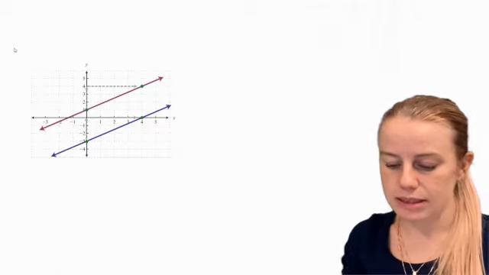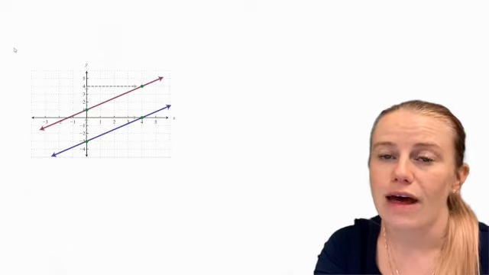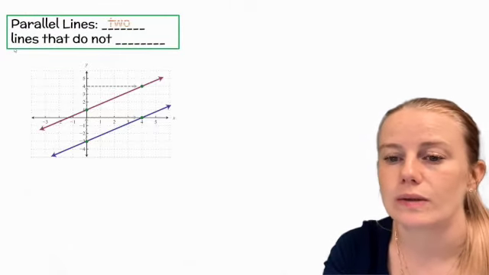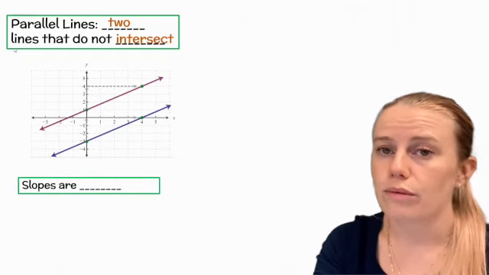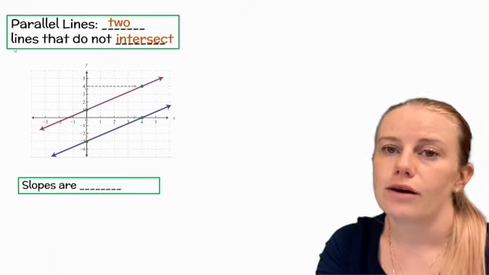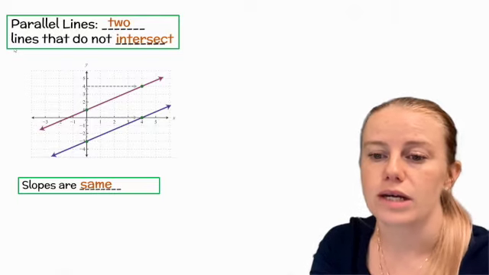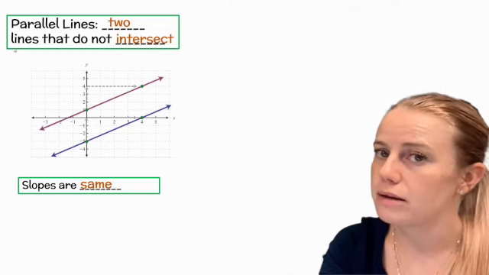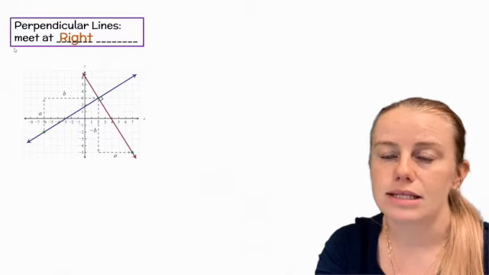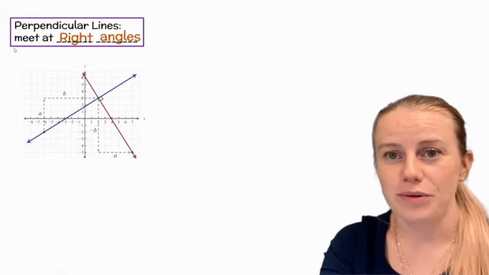Okay, now let's look more specifically at our parallel and perpendicular lines. Again, a review of that vocabulary. Parallel lines are 2 lines that do not intersect. And when we're looking at their slopes specifically, they are going to be the exact same number. If slope on this first one is 2, the slope on the second one is 2. If they're not the same, they're not parallel. And our perpendicular lines, they meet at right angles. We talked about this earlier, just reviewing it.